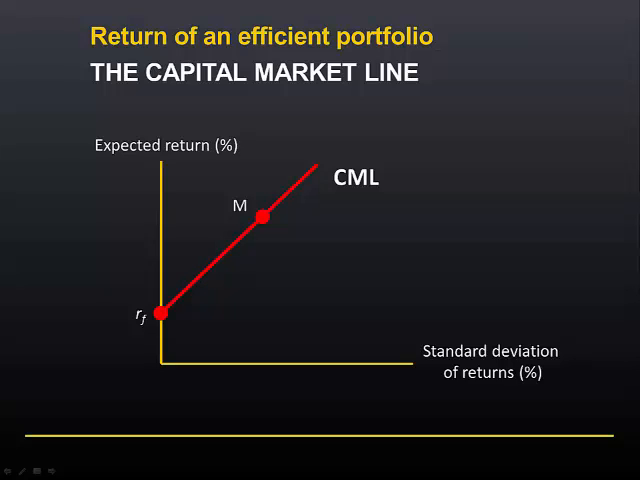As we have seen, an efficient portfolio is a combination of the risk-free asset and the market portfolio. It has the lowest level of risk for any given level of return and the highest return for any given level of risk.